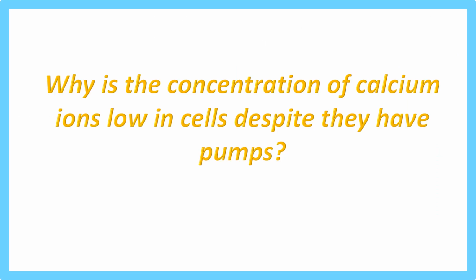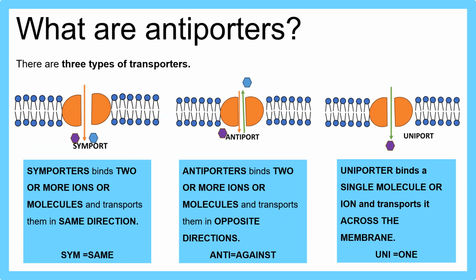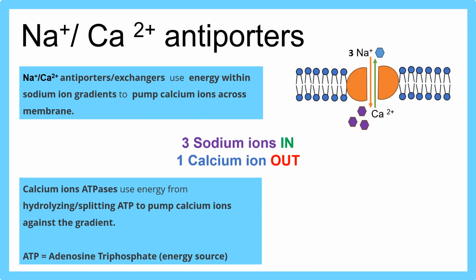So why is the concentration of calcium ions low in cells despite them having pumps? Just as a recap, there is a 10 to 20,000 fold difference in how much calcium is being transported across the plasma membrane. Let's look more closely at the first type of transporter, more specifically an antiporter. What it does is use energy within sodium ion gradients to pump calcium ions across the membrane.